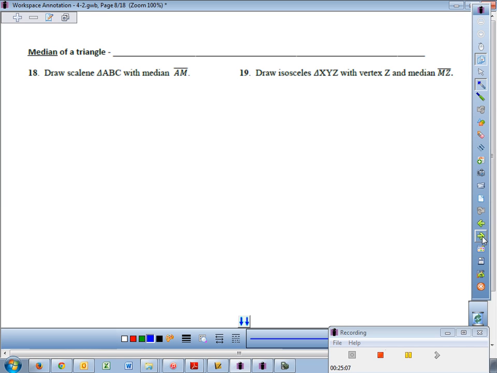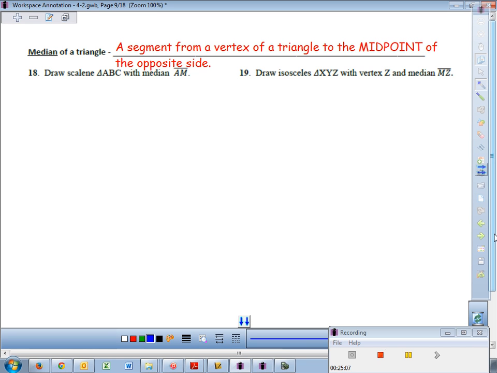Median of a triangle, very close to middle, but we don't have the word middle in geometry. What's a cool word that kind of means middle in geometry? It starts with a mid. Midpoint. It's a segment from a vertex of a triangle, you'll need your geometer here shortly, to the midpoint of the opposite side. It is a segment from a vertex of a triangle to the midpoint of the opposite side.